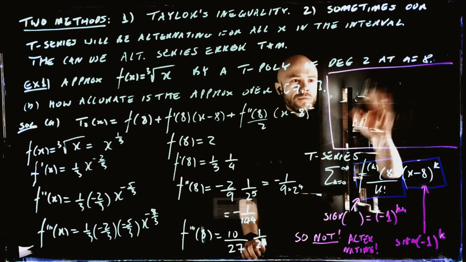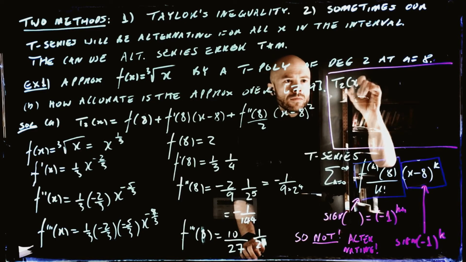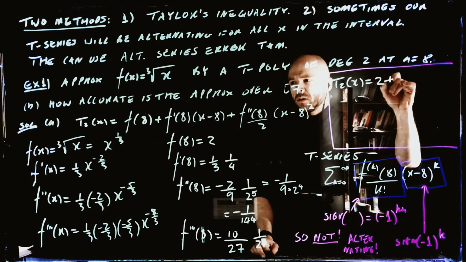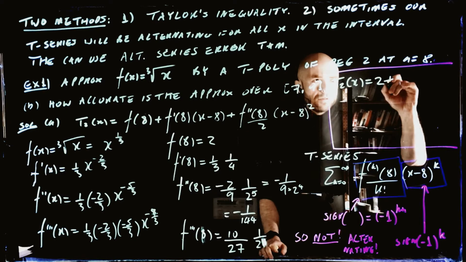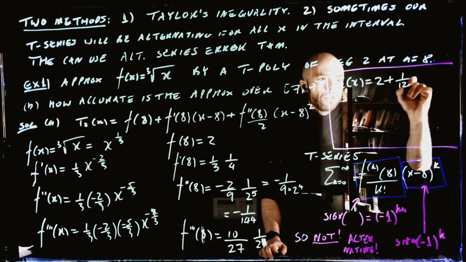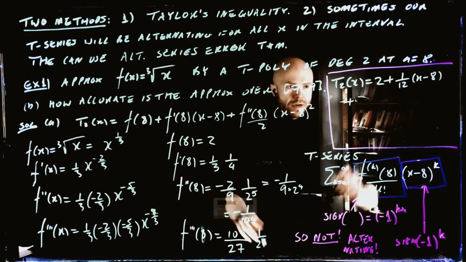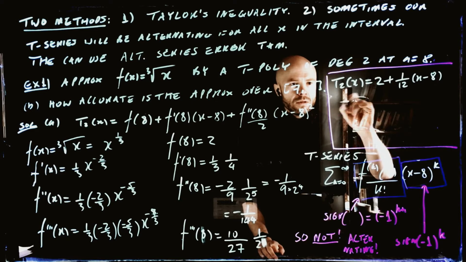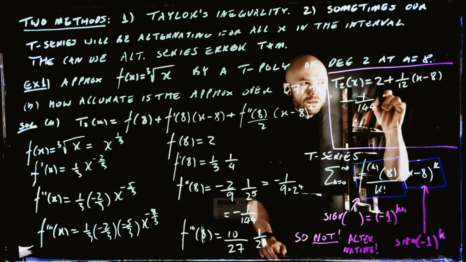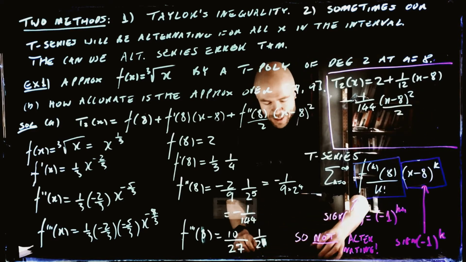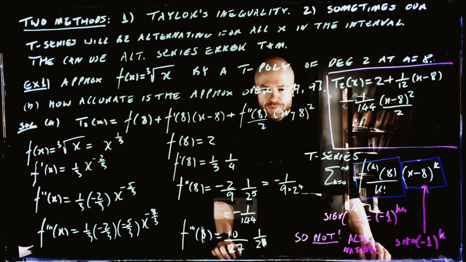So, T2, we have the thing here, right? We just need to put in the numbers. So f of 8, we know it's 2. F prime of 8, we know it's 1 over 12. X minus 8. And then this thing, it's minus 144. Thank you. So after saying the first part is easy, I actually do it wrong. Yeah, thank you. Okay. Everybody with me?